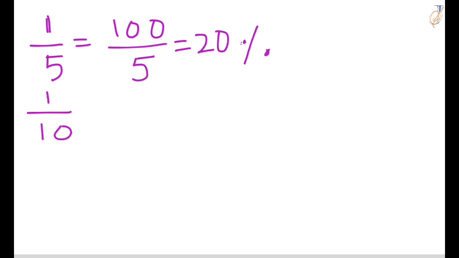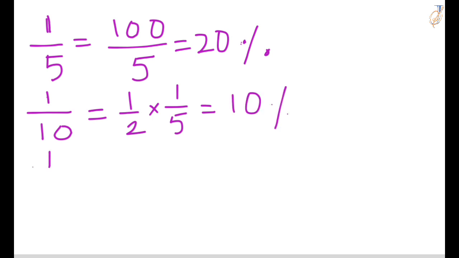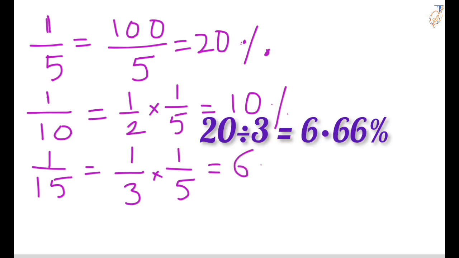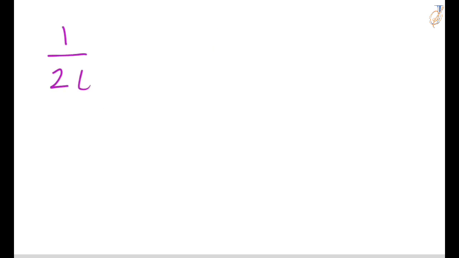1 by 10. 1 by 10 is half of 1 by 5. 1 by 5 is 20, so half of 20 is 10%. Then we see 1 by 15. This we can write as 1 by 3 times 1 by 5, so 1/3 of 1 by 5. The 1 by 5 value is 20, so 1/3 of 20 is 6.66%.